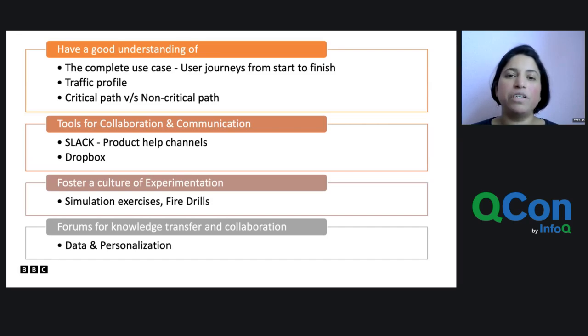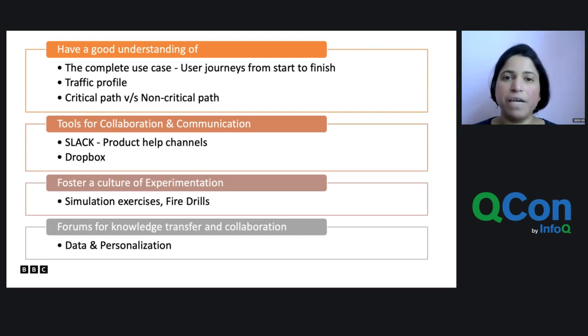Some tools for collaboration and communication that we use are Slack, which is really real time. And we do have product health channels. For example, we have Help US, where we have all our stakeholders of US, and they talk to us, ask us questions, and get in touch with us if they see any issues with our service. So we're trying to increase communication with our stakeholders. Of course, we use Dropbox for asynchronous communication as well.